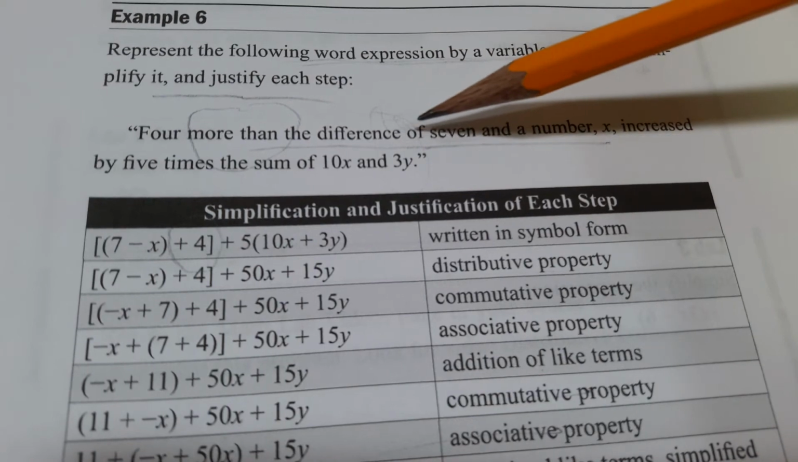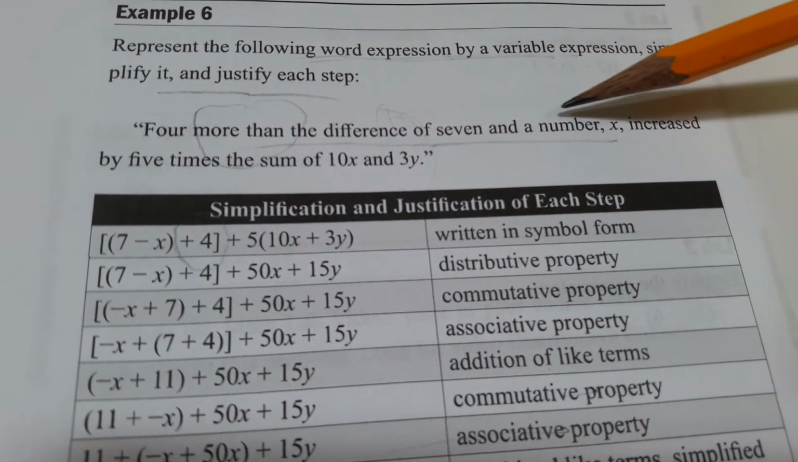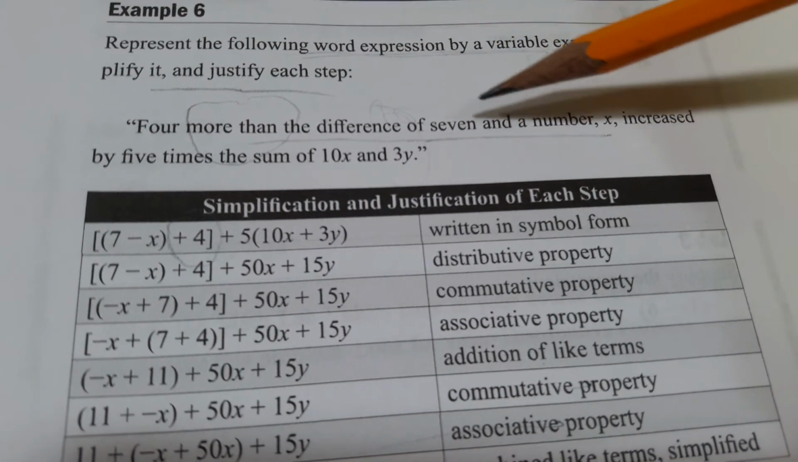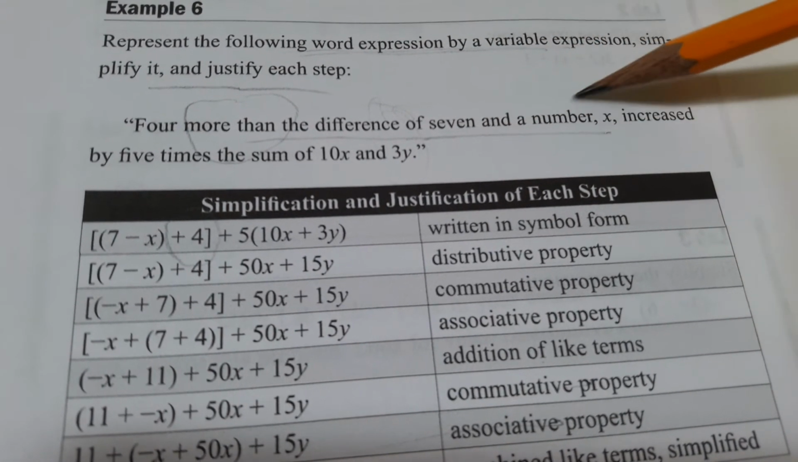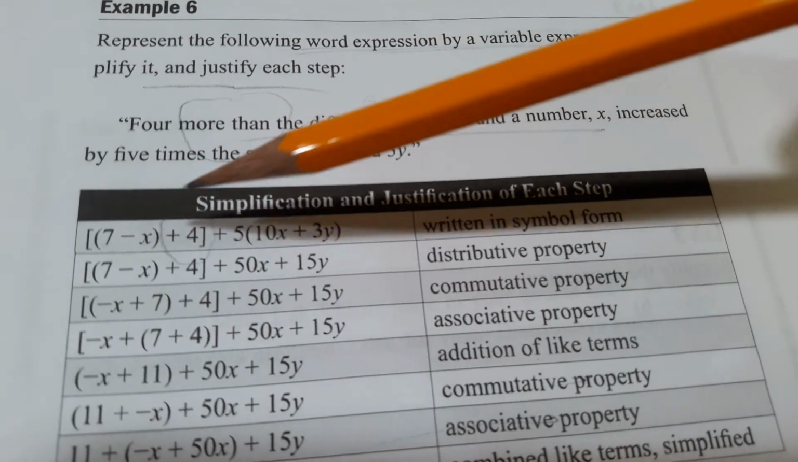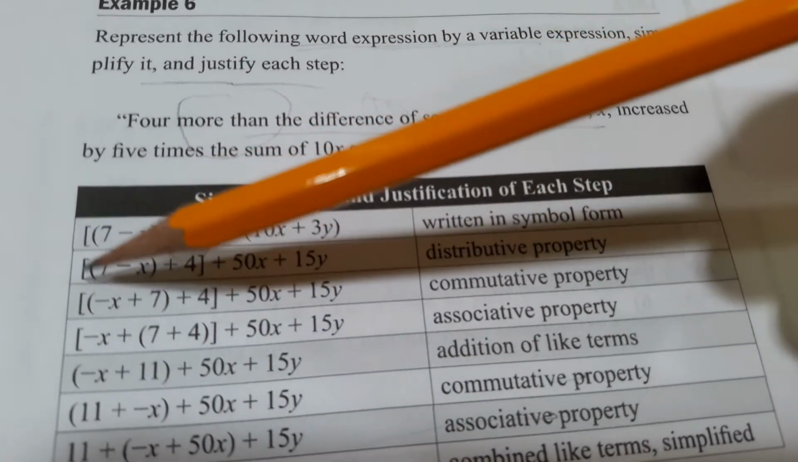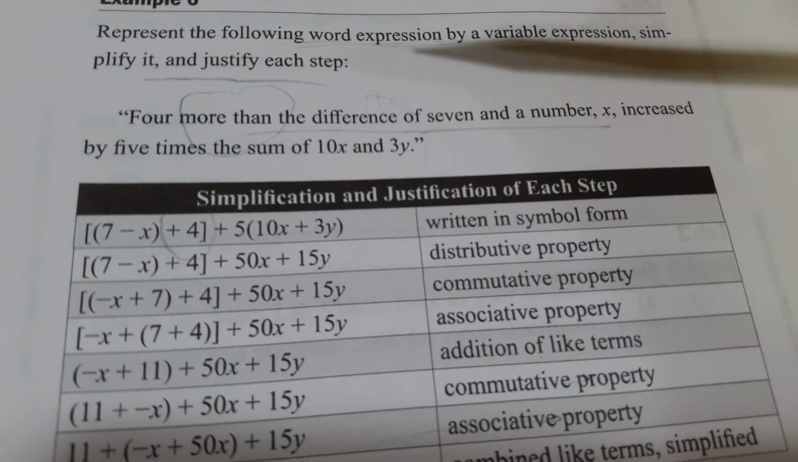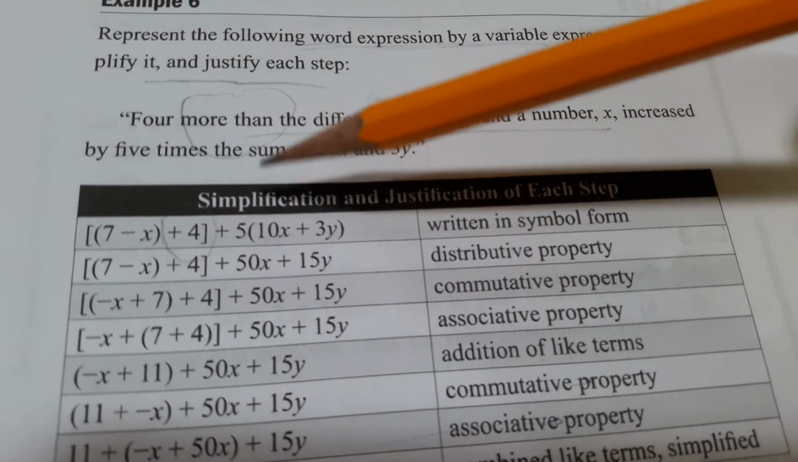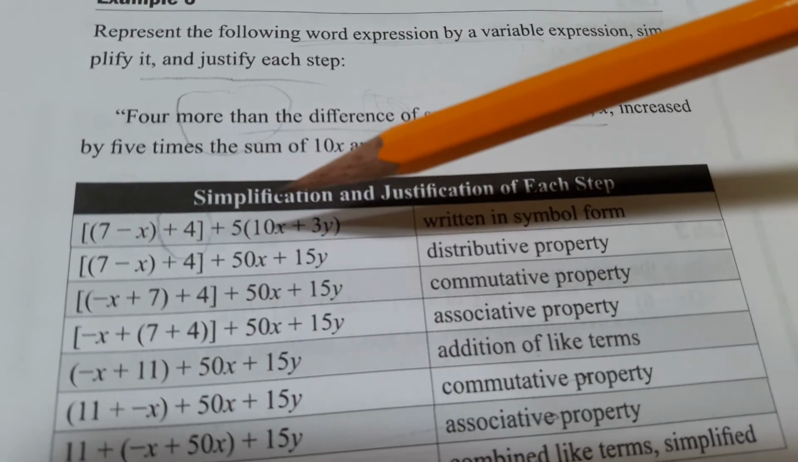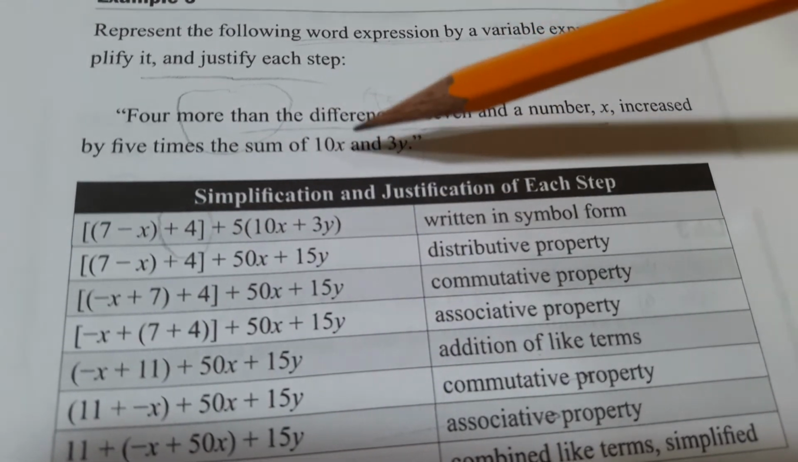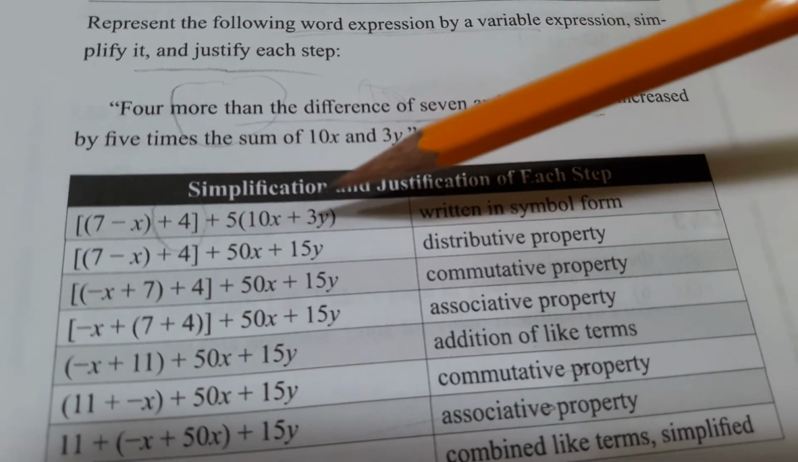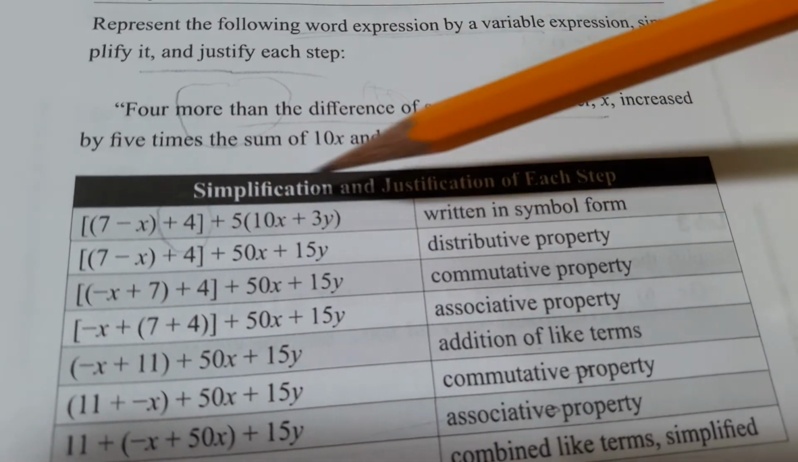For more than the difference of 7 and a number x. Remember, difference of means subtraction. Difference of 7 and a number x. So 7 minus x plus 4. And that's all inside of big brackets or parentheses. Increased by 5. So remember, increase is addition. 5 times the sum, so of 10x and 3y. So the sum is easy, right? 10x plus 3y, and 5 times that whole thing.